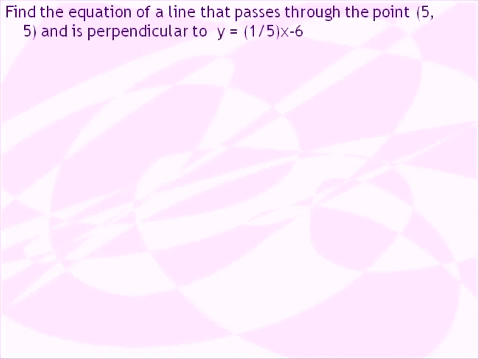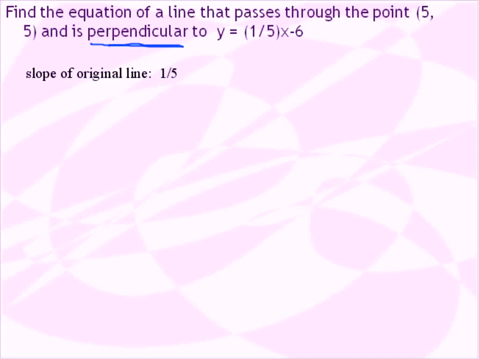Find the equation of a line that passes through the point (5, 5) and is perpendicular to y equals 1/5 x minus 6. So hopefully you've noticed in your lesson that perpendicular slopes have a certain characteristic. What you do is you take the slope of the original line, which is 1/5.